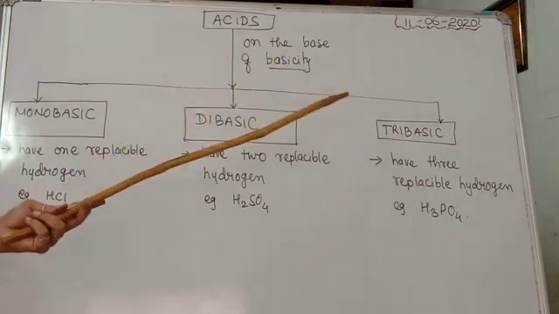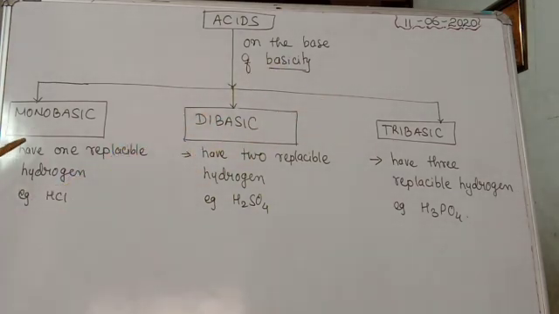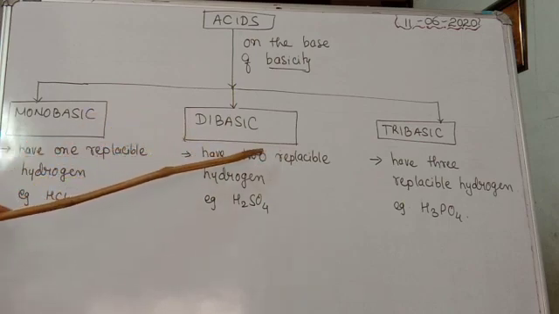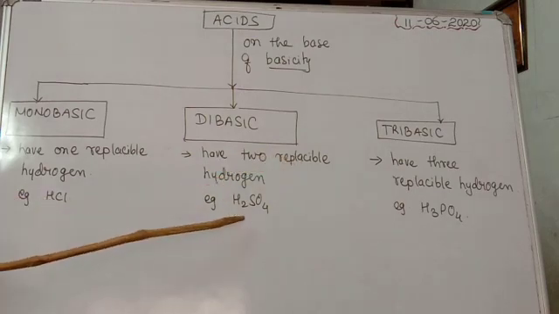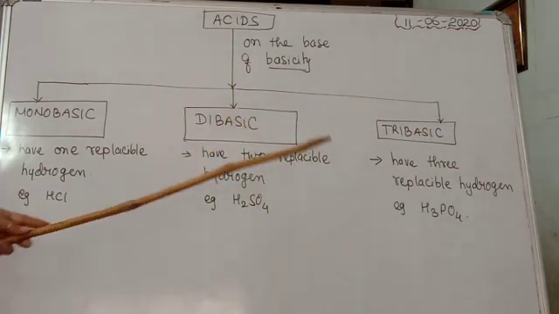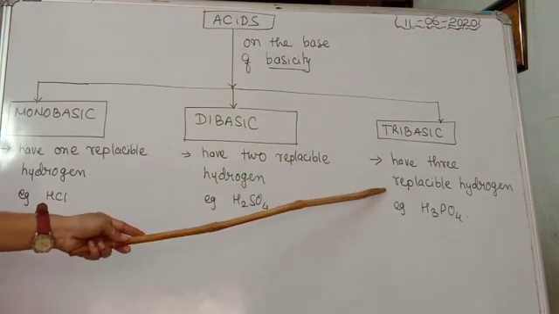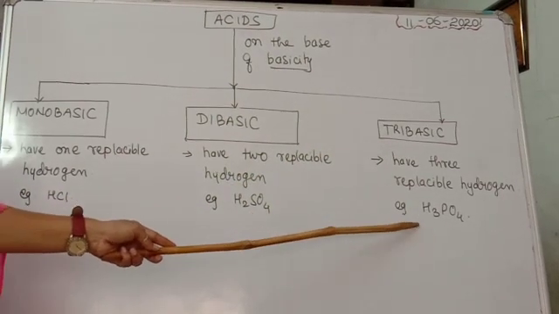Monobasic, dibasic and tribasic. Monobasic acids have one replaceable hydrogen. Replaceable, when it is in the aqueous solution, is it replaced? For example, HCl. Dibasic, it is very simple and easy to understand, have two replaceable hydrogens, H2SO4, and tribasic have three replaceable hydrogens, H3PO4.